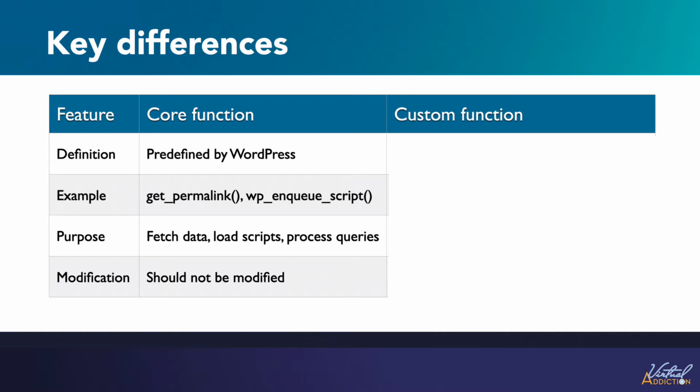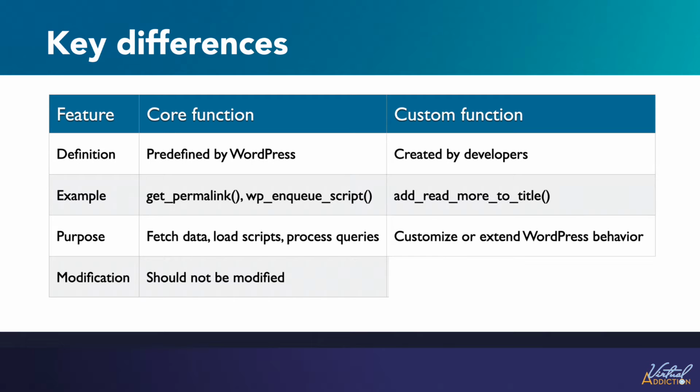Custom functions, on the other hand, are created by developers. Examples of these might be add read more to title. These types of functions are used to customize or extend WordPress behavior. These can be modified or hooked into WordPress.